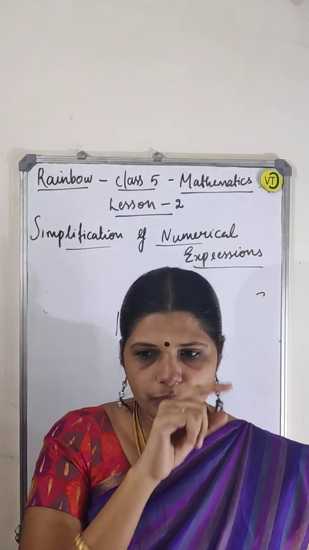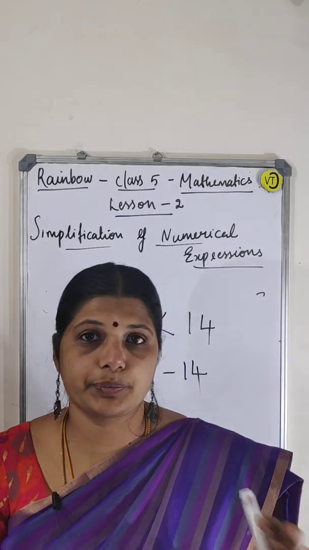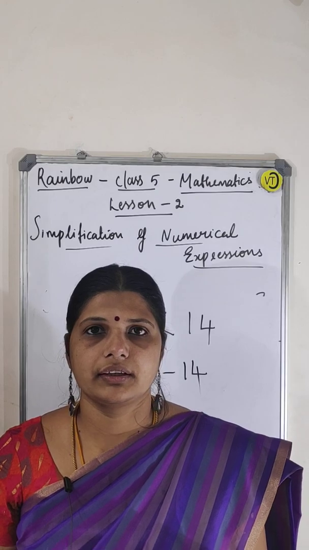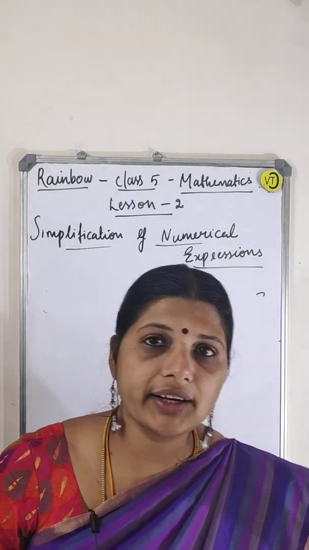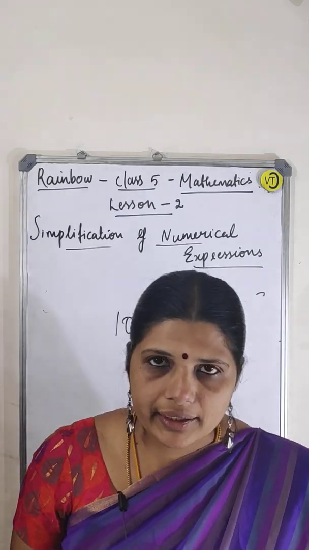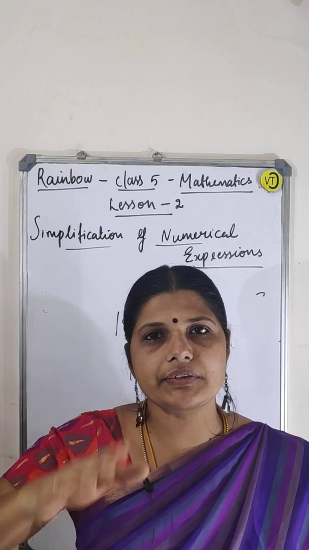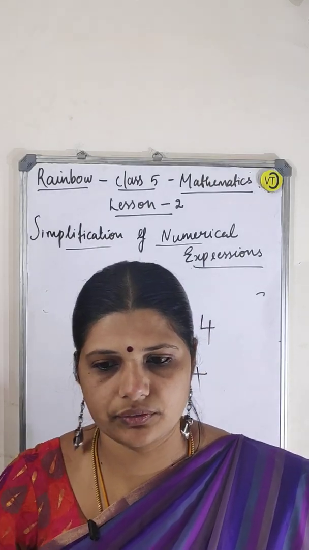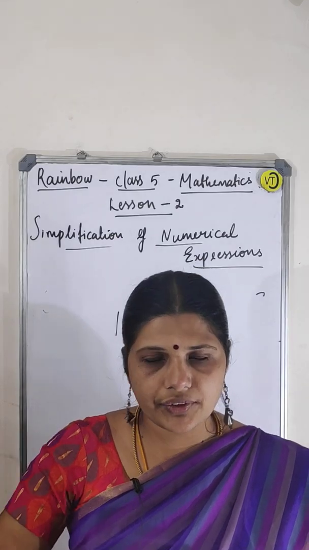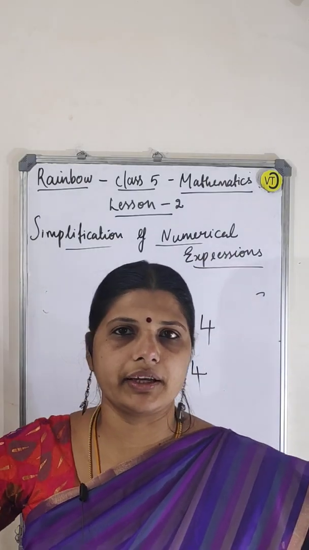Now next, I will tell you some more word problems. You have to tell me the expressions, right? Sum of 15 and the difference between 7 and 5. Listen properly here. Difference between 7 and 5 is what? 7 minus 5. Sum of 15. So 15 plus 7 minus 5.